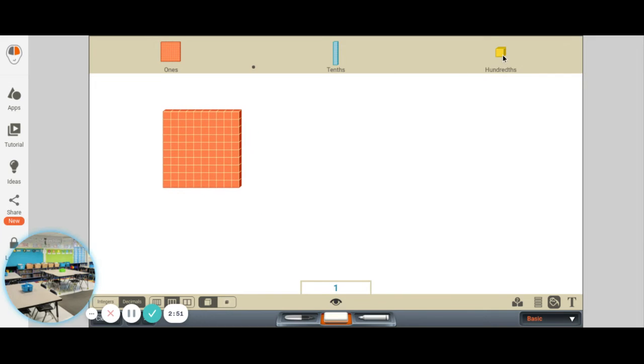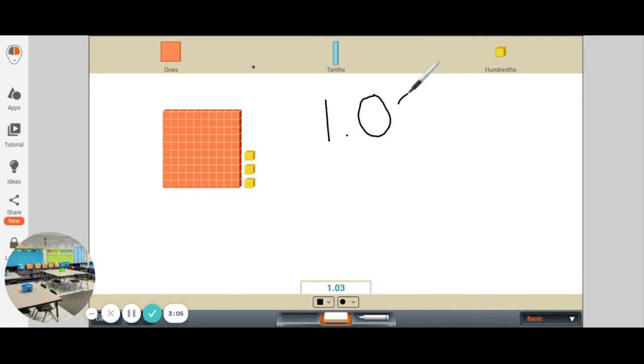Let's say we have 1 whole and 3/100ths. We would write this as a decimal as 1. Since we don't have any tenths, we would put a 0 in the 10th place, and we have 3/100ths. And we would write that as a fraction as 1 and 3/100ths.